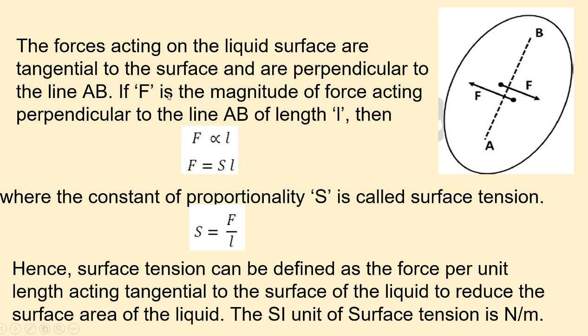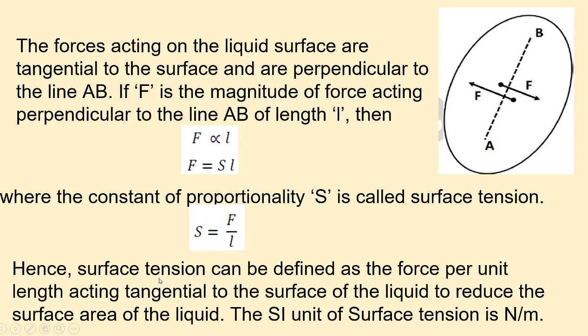Suppose F is the magnitude of the force acting perpendicular to the line AB, and the length of AB is L. Then F is proportional to L, or F equals a constant times L. Here S is the constant, and this constant of proportionality is called surface tension. From this, S equals F by L, that is, the force per unit length.